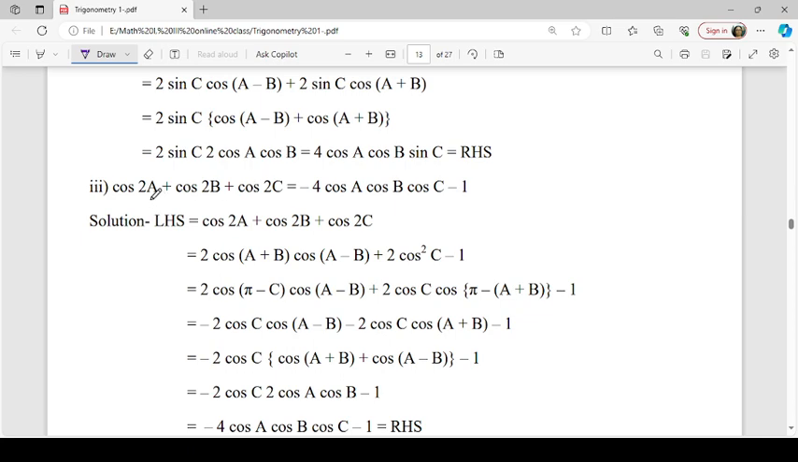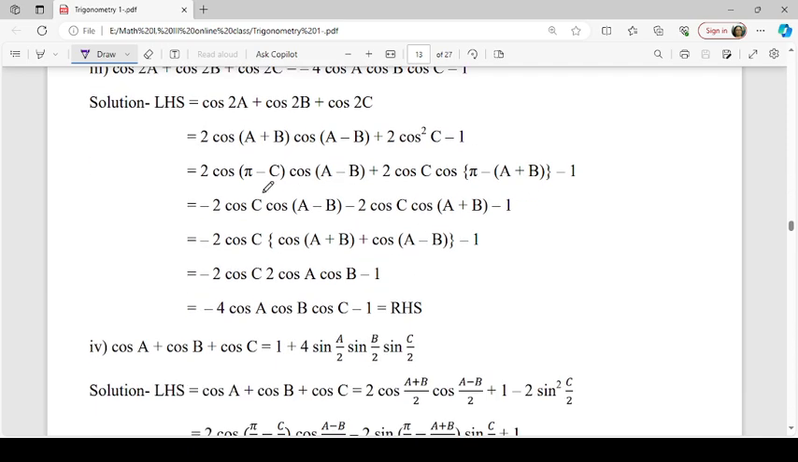And cos 2A plus cos 2B plus cos 2C. So this is also same procedure. So cos 2A plus cos 2B, so cos C plus cos D formula, it is 2 cos of A plus B cos of A minus B. Then cos 2C, because here we need this minus 1, so we write this as 2 cos square C minus 1. Then A plus B we write as pi minus C, and this is 2 cos C cos of A minus B, and cos C we write as pi minus A plus B, and this cos C we will take common.